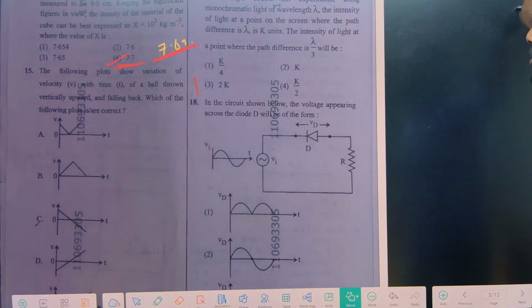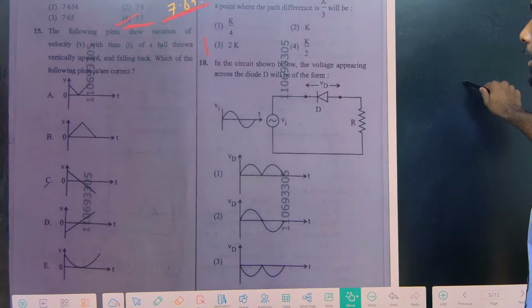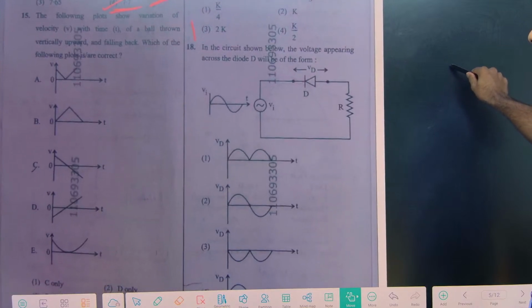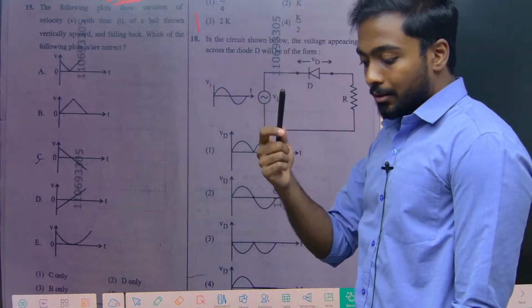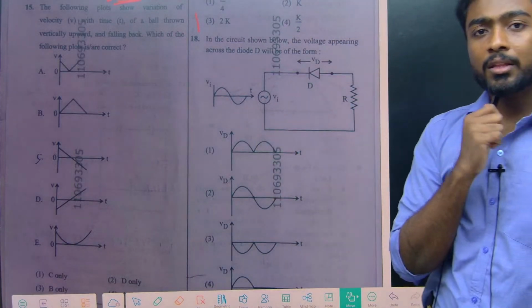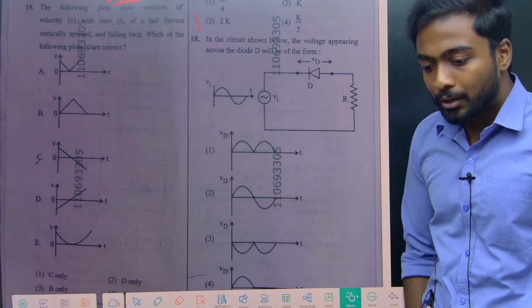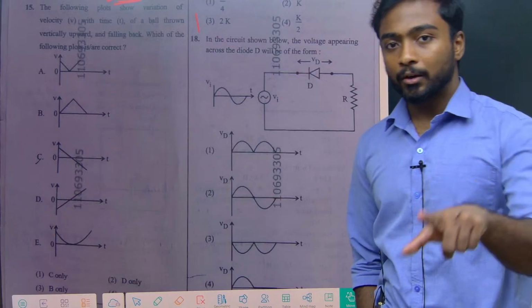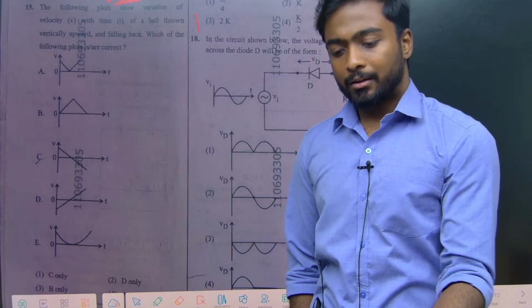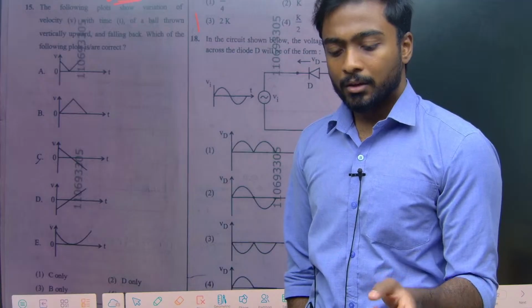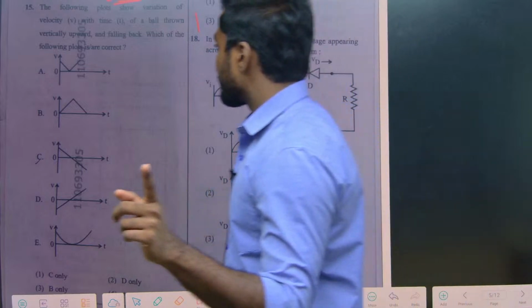The following plot shows the variation of velocity with time of a ball thrown vertically upward and falling back. Which of the following plots are correct? When we throw vertically upward, it will be having velocity. The acceleration will not become zero there, right? Velocity becomes zero, but why does acceleration not become zero? Because it goes again, it will come down with 9.8 meter per second square. One is opposing, one is with the ball only.